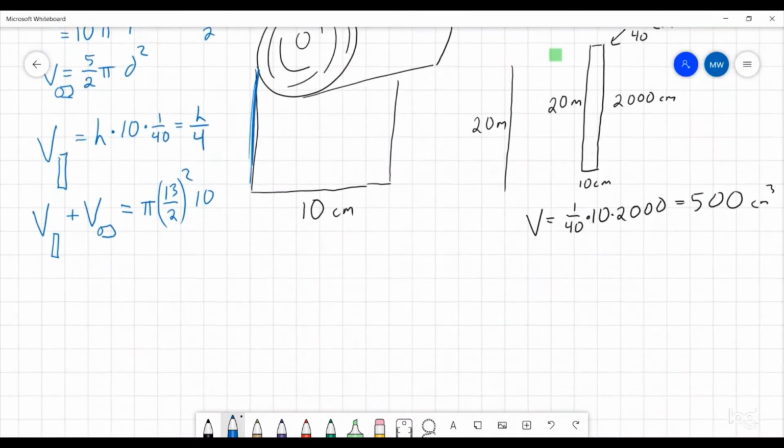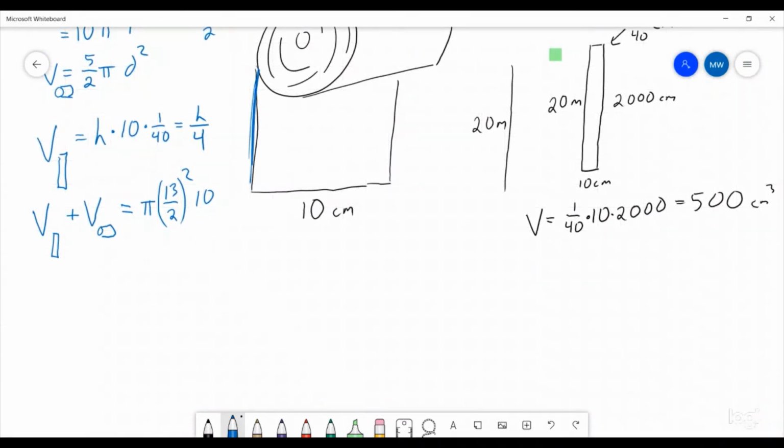So let's put all of that together. We know that pi times 13 squared, that's 169, times 10 over 4, so that's the total volume. That has to be equal to 5 pi over 2 diameter squared plus the height over 4.